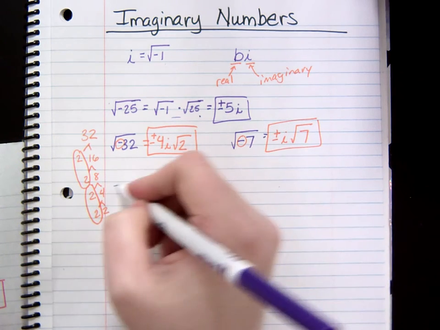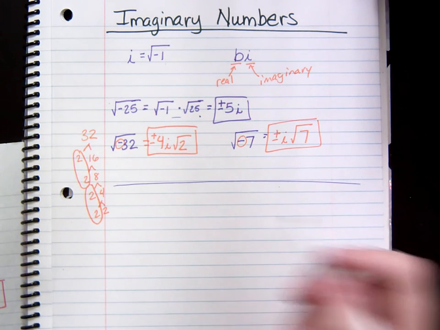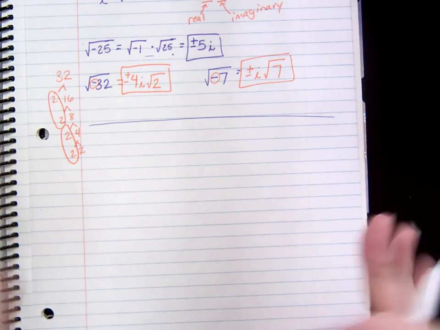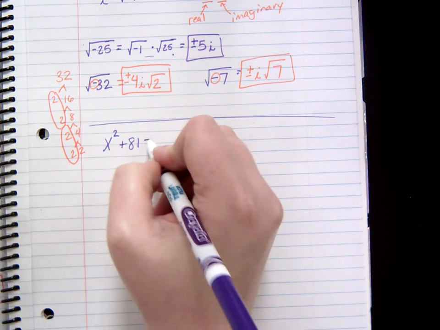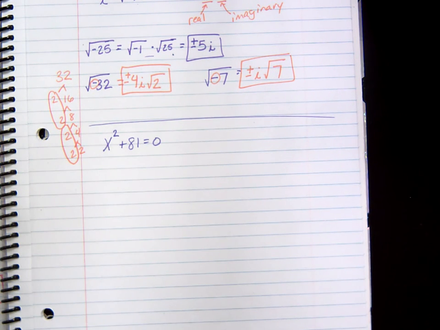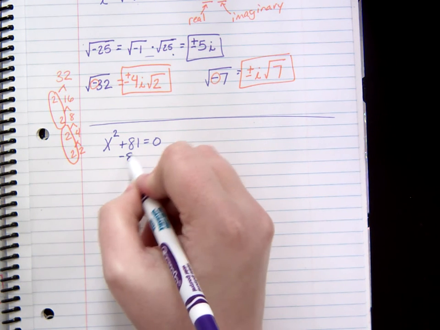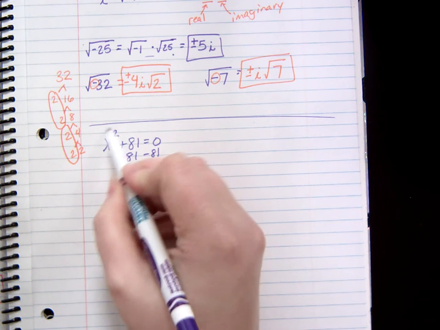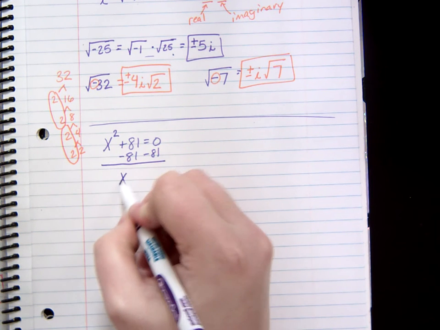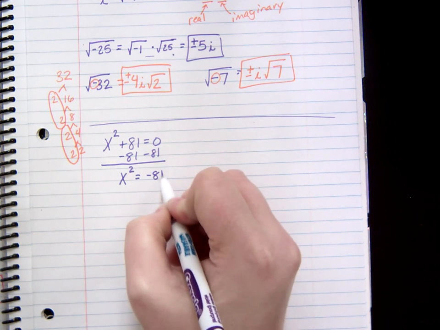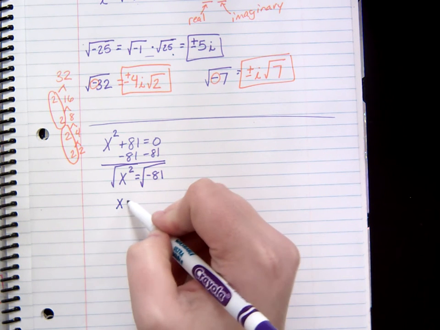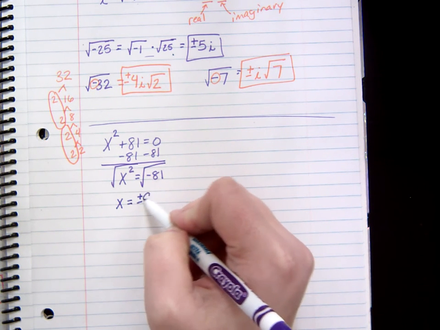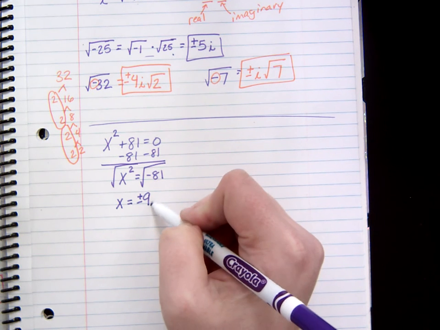Now, imaginary numbers are also useful for solving quadratics with square roots. So if I had something like x squared plus 81 equals 0, this doesn't have any real solutions, but it does have imaginary ones. I start by subtracting 81 from both sides because you want your x squared by itself. This gives me x squared is equal to -81. When I take the square root, well, 81 is a perfect square. That's positive or -9. But this negative makes it imaginary.